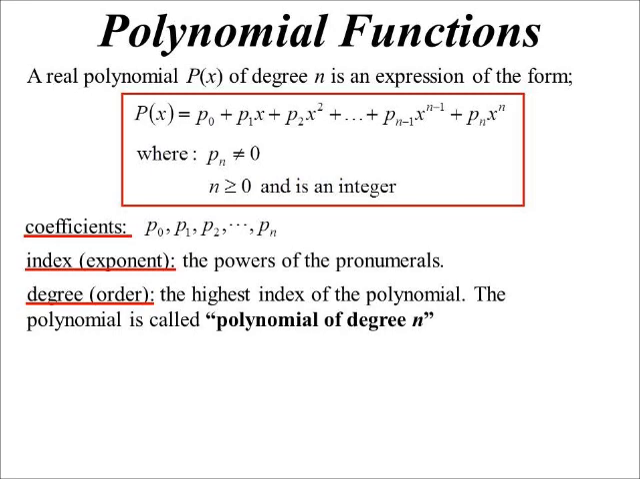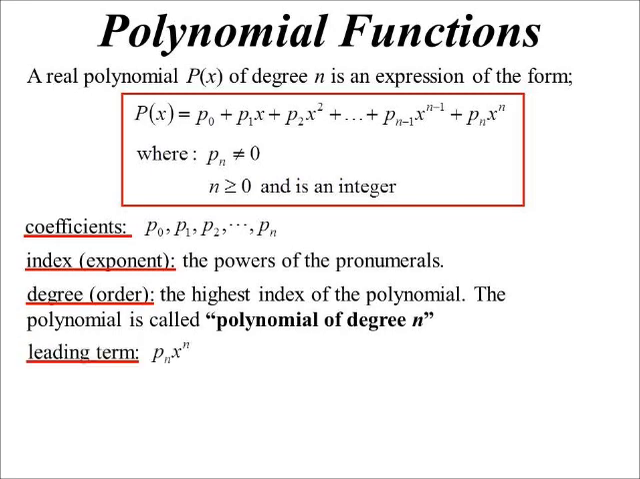You'll see those two words loosely used either way. Sometimes we'll say order, sometimes we'll say degree. And it's basically the highest power. So a quadratic, for instance, would be a polynomial of degree 2.